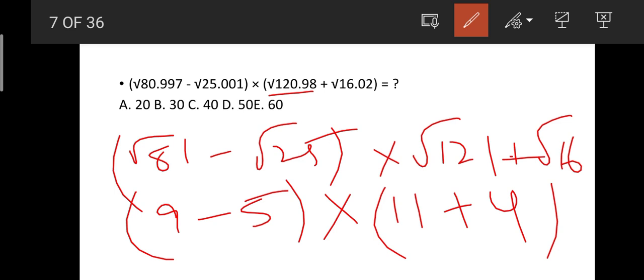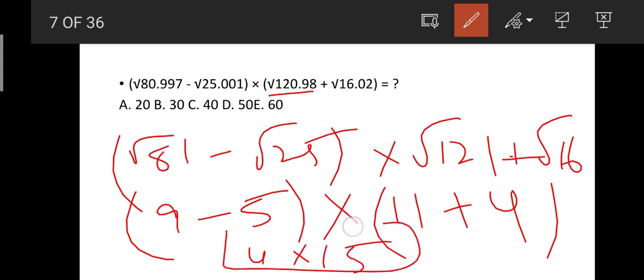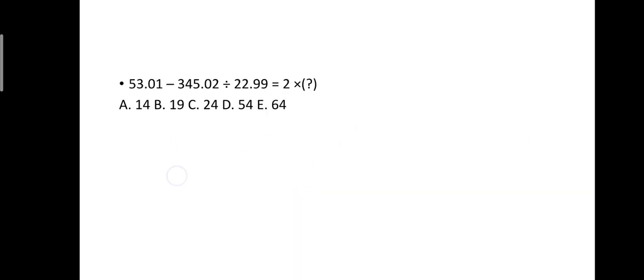Okay friends, 9 minus 5 is 4, and 11 plus 4 is 15. If we multiply 4 with 15, what is our answer? It is nothing but 60. What is that option? That is nothing but option E. Okay friends, these are simplification type of questions. Isn't that easy? Okay, next we will be moving to our next question.